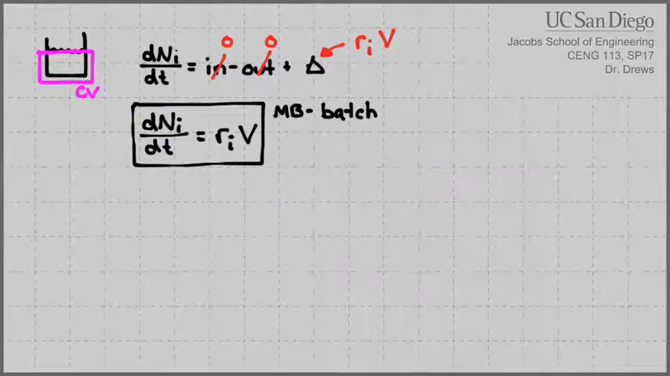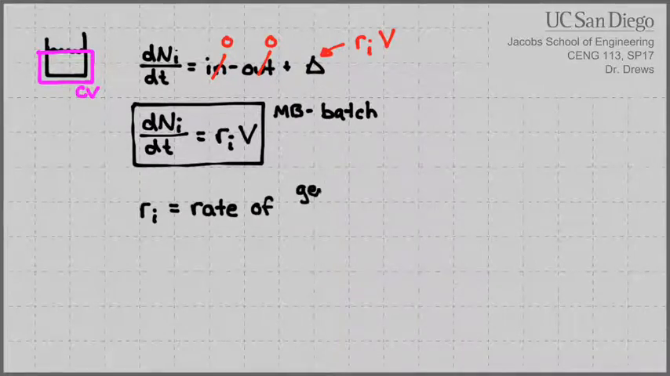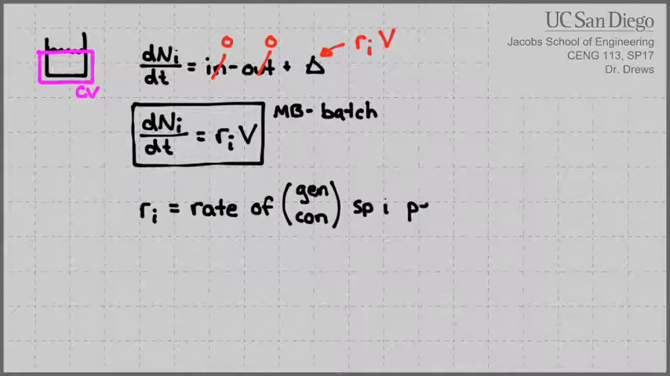So if we look at this rate R_I, that's it, right? Okay, good. Want to make sure I get everything. Rate R_I generally looks like rate of either generation or consumption. It could be either one. Right, we don't worry about the sign of R just yet. Of species I per unit volume. Right, that's why we have this V up here.